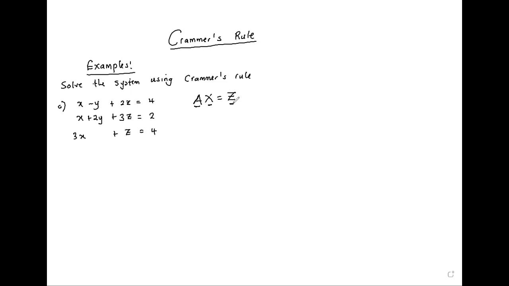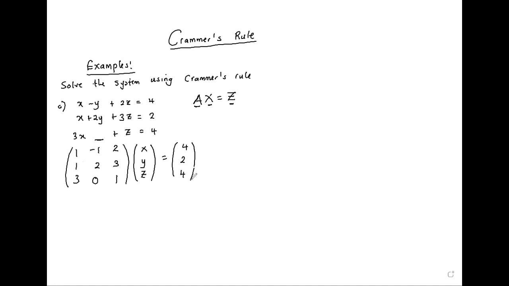So you pick the coefficients of x first: 1, 1, 3. The coefficients of y: -1, 2, and because there's no y in this one, the coefficient is 0. And then for z: 2, 2, 3, 1. And then you write x, y, z is equal to 4, 7, 2, 4. Then from here, we are calling this matrix A.